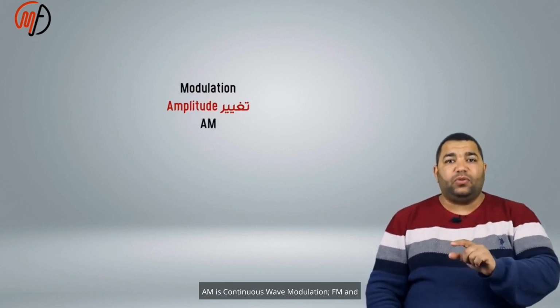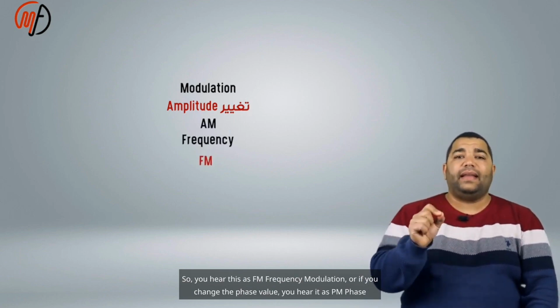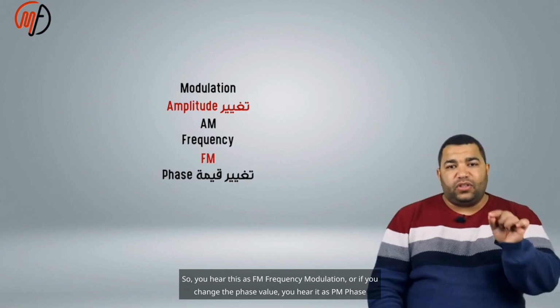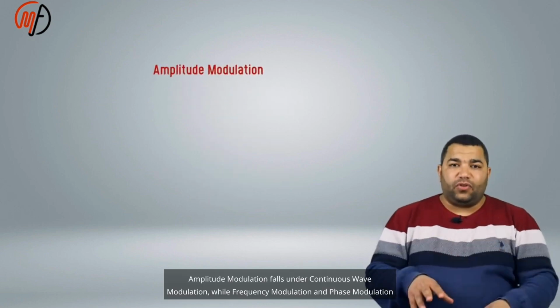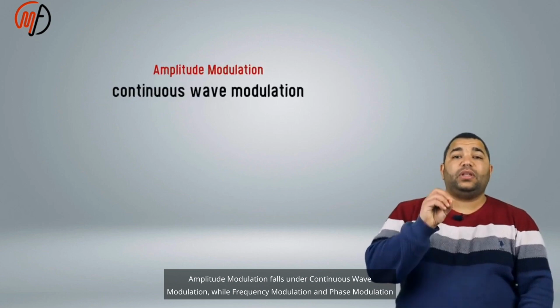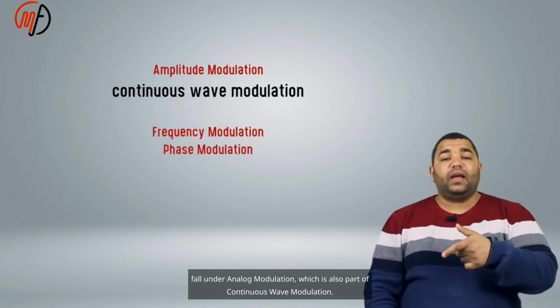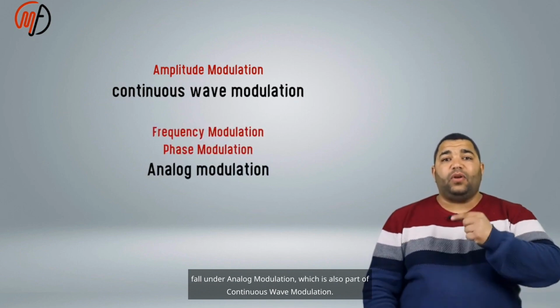AM is amplitude modulation, FM is frequency modulation, and if you change the phase value, you hear it as PM, phase modulation. Amplitude modulation falls under continuous wave modulation, while frequency modulation and phase modulation fall under analog modulation, which is also part of continuous wave modulation.